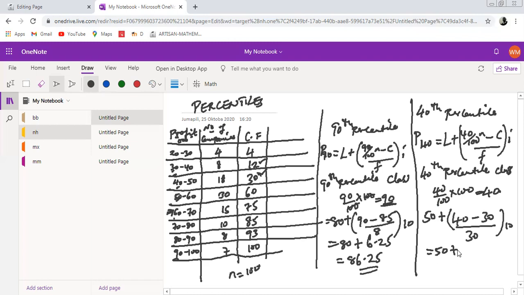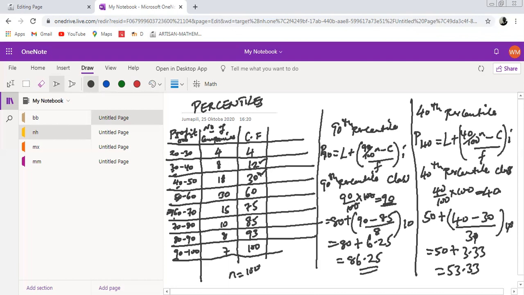This is going to be 50 plus 10 over 30, where the 10 and 30 simplify. This is 10 over 3, which is the same as 3.33, so it is going to be 53.33, and that is how you get your percentile.